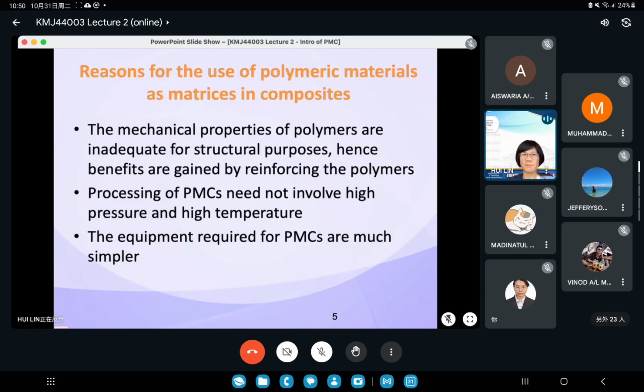As reasons for the use of polymeric materials, of course, we know that polymer composite is lightweight. The weight is very light.